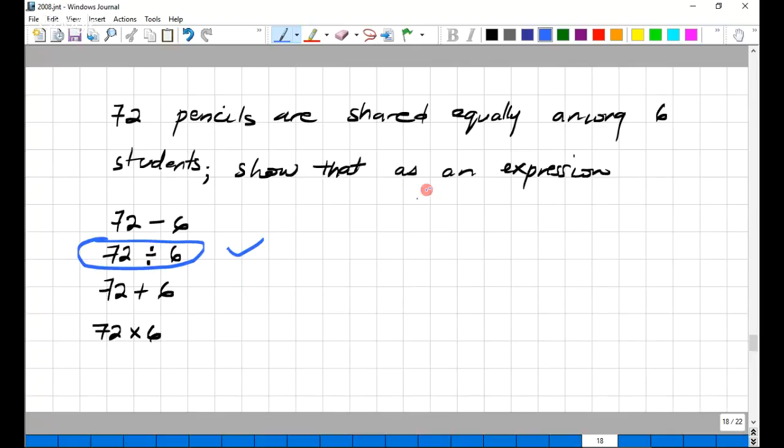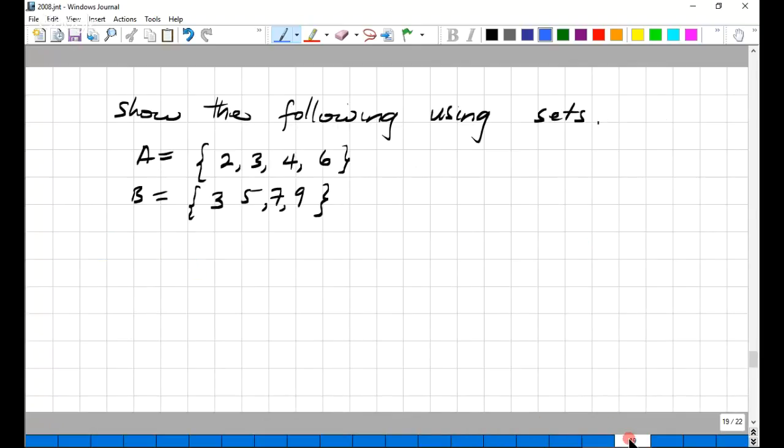We need to remember what is an expression versus what is an equation. In an equation, what do we have? Equal sign. So 2n is equal to 12. This is an equation versus an expression. All right, we're winding down now.